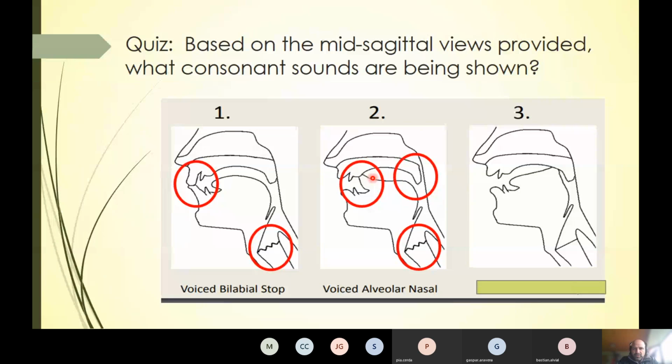So when you see this image, which sound comes to your mind? A voiced alveolar nasal? Probably could be. All right. Good, excellent, good choice. And let's take a look at the last one.